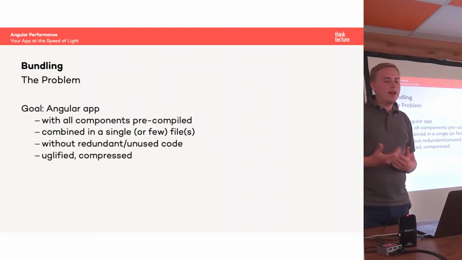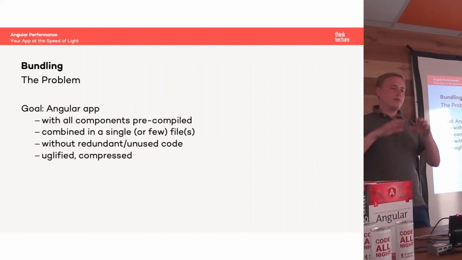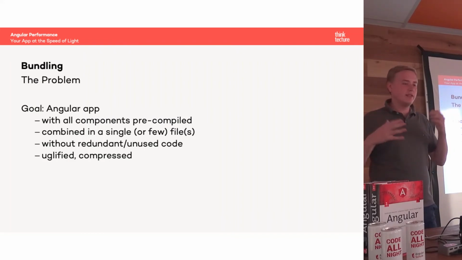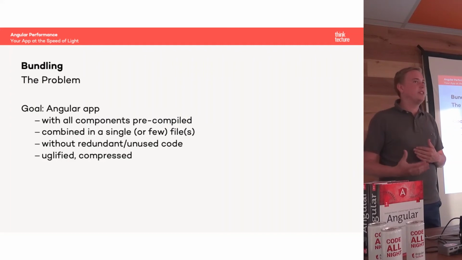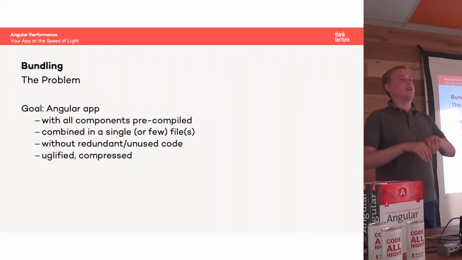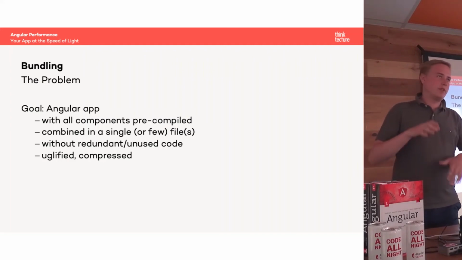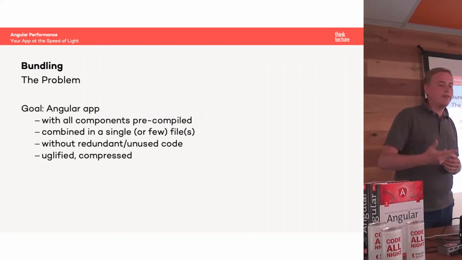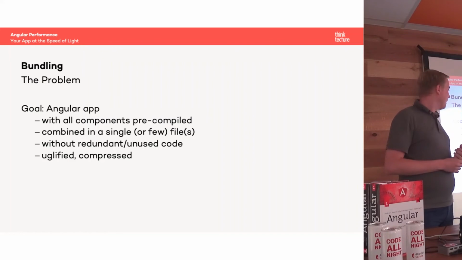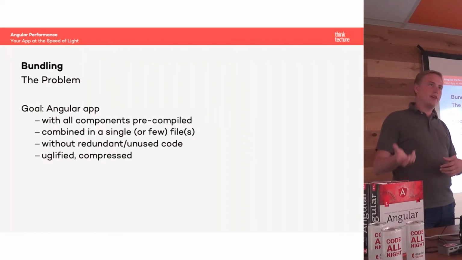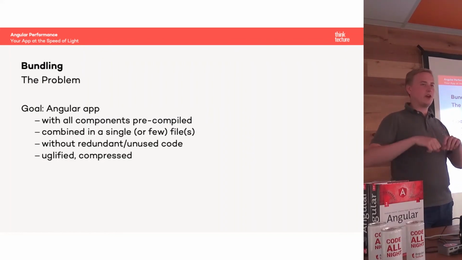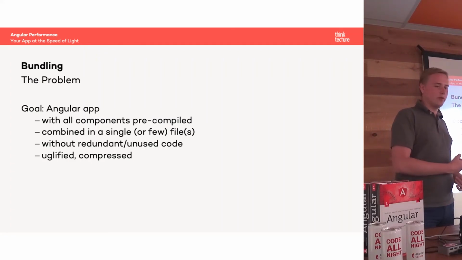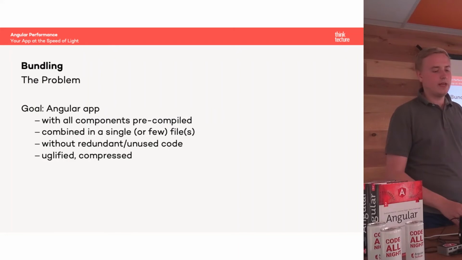And what we would now like is an Angular app that has all components pre-compiled that are combined in ideally a single file. For practical reasons, it's not that way. You have a couple of files, but it's only few. With all of the redundant, unused code removed, and which is uglified and compressed, so that your competitor can just open it and see, ah yeah, that's the way they've done it. That's our goal. So how do we achieve it?